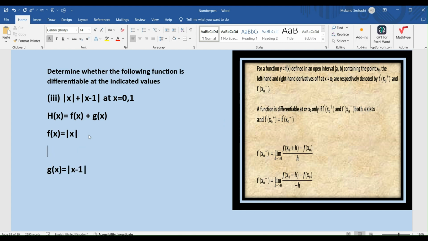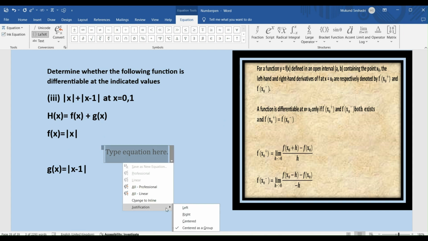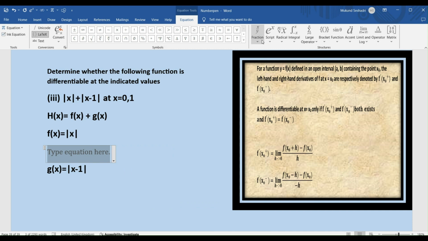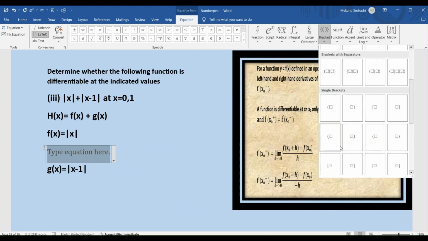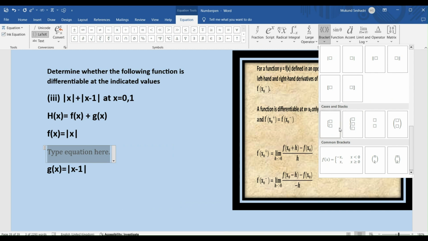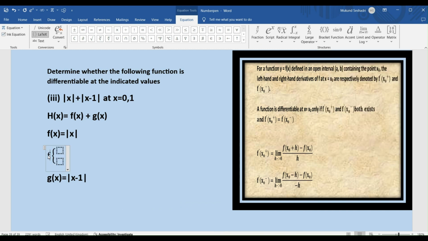So what is my f of x, mod x? And I don't think I will have to repeat this. It is pretty simple. I can straight away call it my f of x equals x for x greater than or equal to 0, and for x lesser than 0, I have it as minus x, right? This is my f of x.